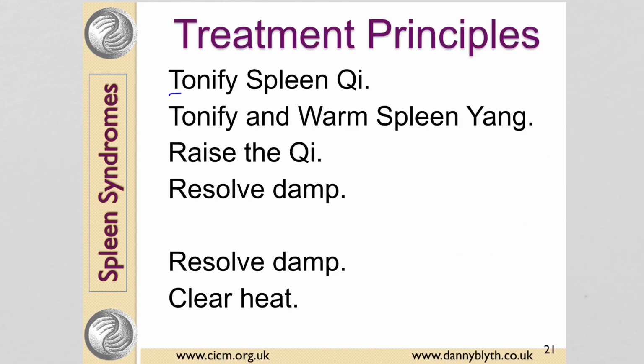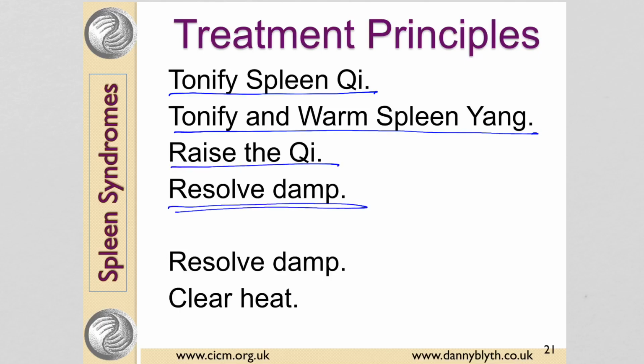Principles are very straightforward. To tonify the spleen qi, if the yang is deficient, warm it. If there's qi sinking, resolve it. If there's damp, resolve it. And if there's heat, clear it.